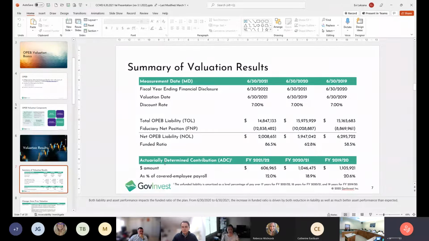Obviously, for the unfunded liability, both the liability and the asset come into play in this calculation. Your liability has decreased slightly since 3 years ago, but your asset has increased tremendously, especially in the past year. That helped increase your funded ratio more than anything in this last valuation.